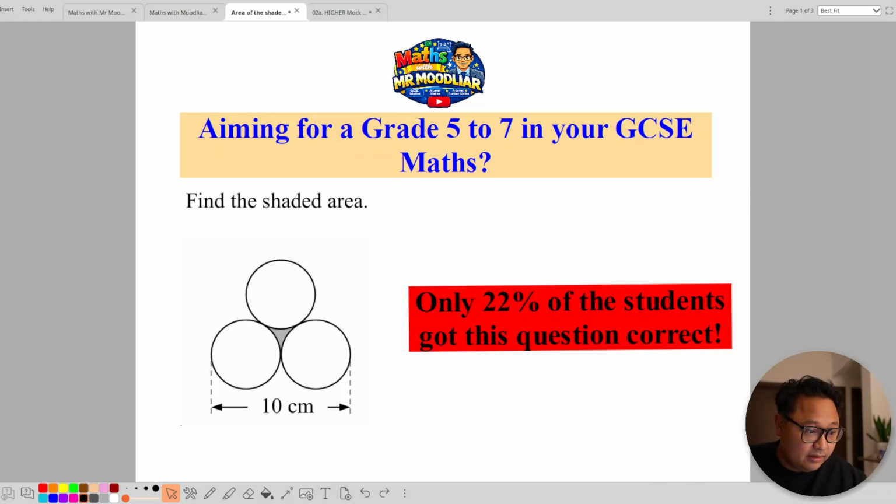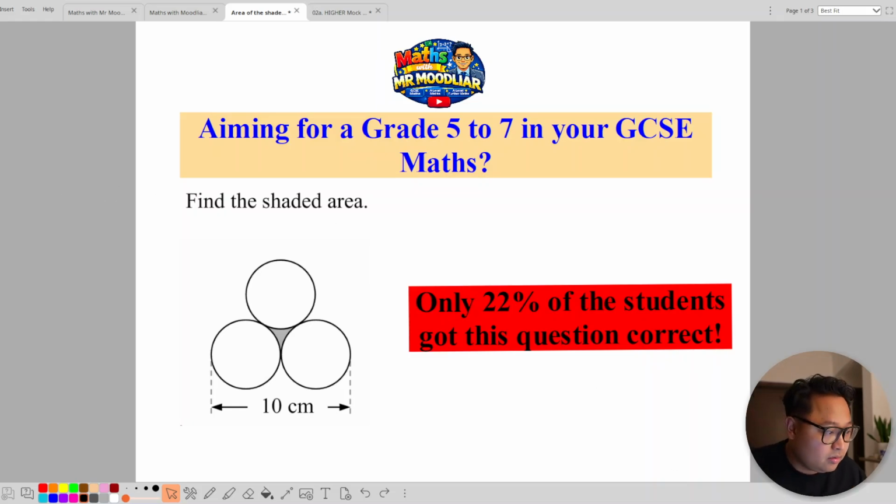In this video, we're going to be looking at this problem where we are going to find the area of the shaded part. If you're aiming to get a grade 5, 6, or 7 in your GCSE maths, this question would be very useful for you to gain some understanding. I gave this question to my Year 11 set 1 over the week, and I can't believe it. When I was marking this question, only 22% of the students got it correct. And why is that? Well, let's look at it.